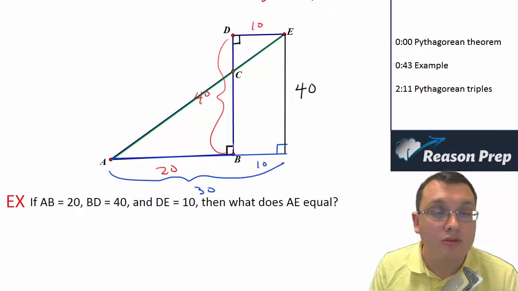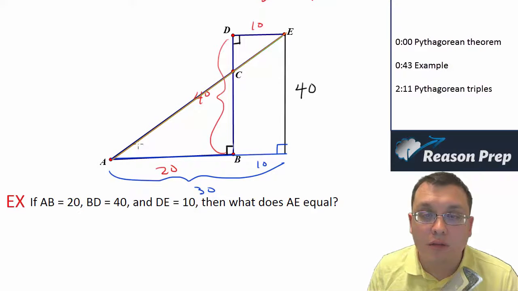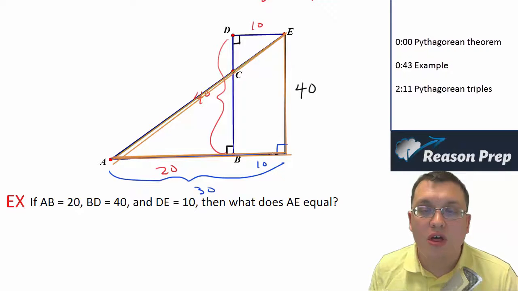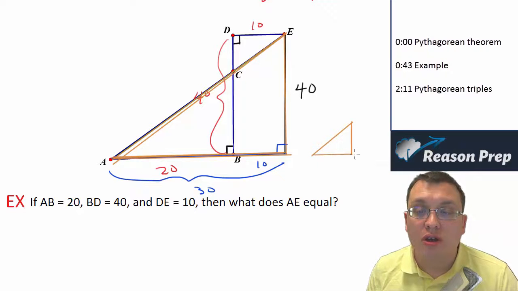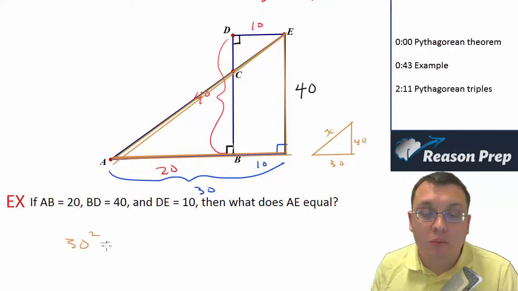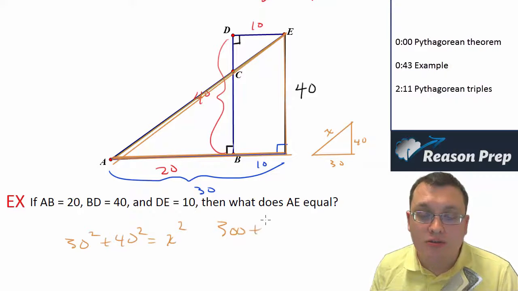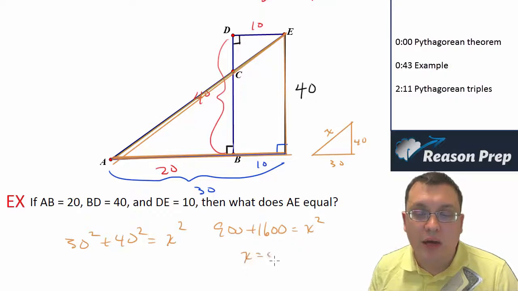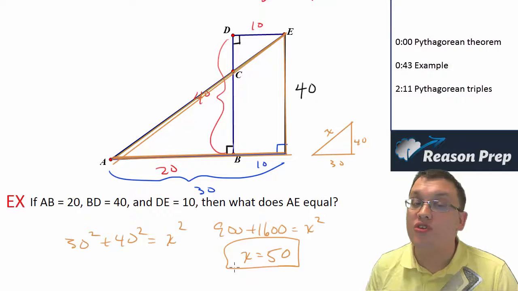And what I can do now, I'll do this in orange to really make it clear. I've got a right triangle with these dimensions. 30, I'll kind of draw it over here, 30 by 40 by x, whatever x happens to be. When you do the Pythagorean theorem, we should get our answer. So we get 900 plus 1600 equals x squared. X squared equals 2500. We'll end up with x equals 50, which is your answer.